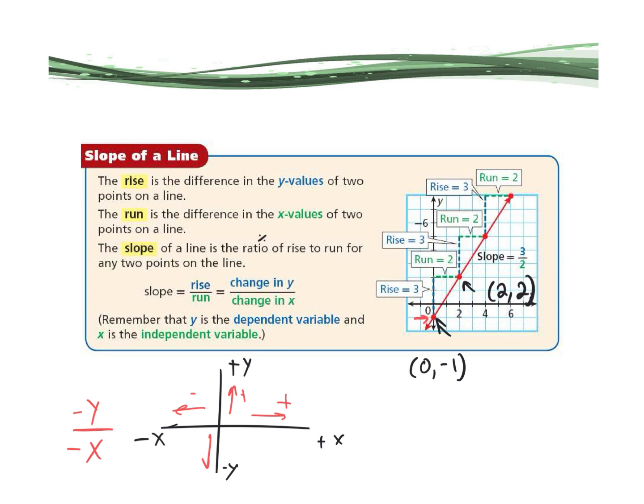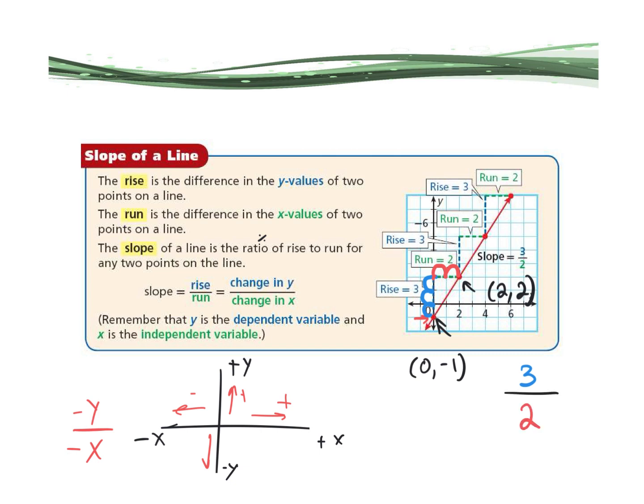And we're going to go up the y-axis. So 1, 2, 3. So we get the change in y to be 3. And then we're going to see how much we go on the x-axis. So from this point right here, we're going to go 1, 2. We're going to put a 2 right there.